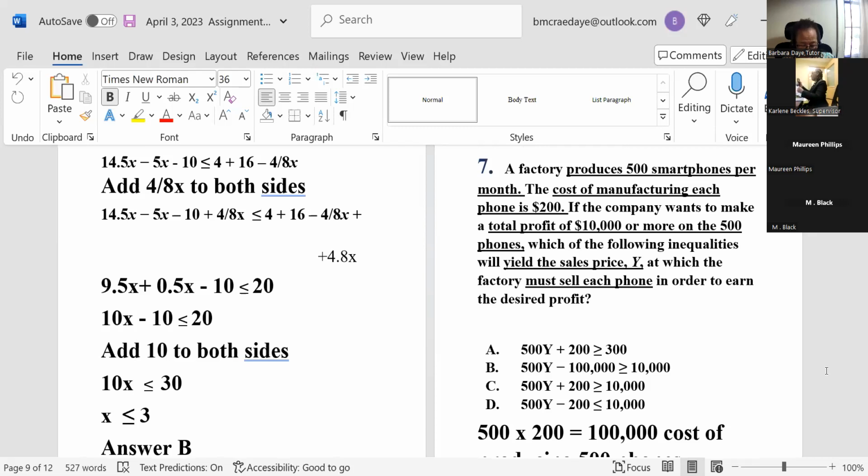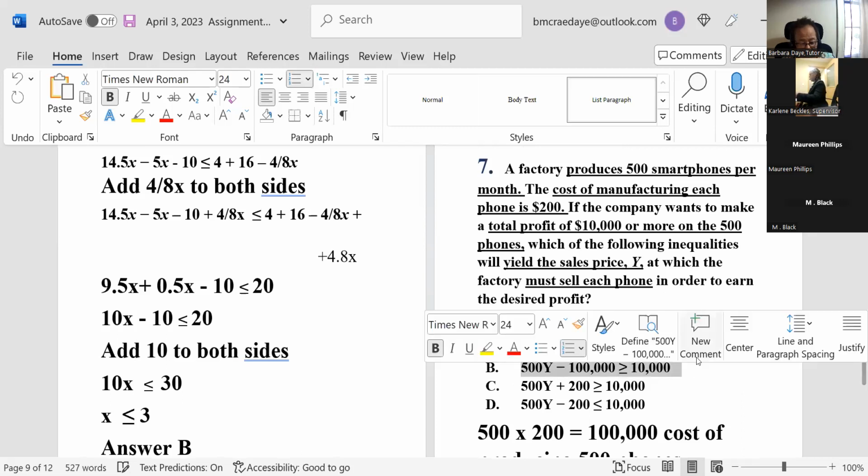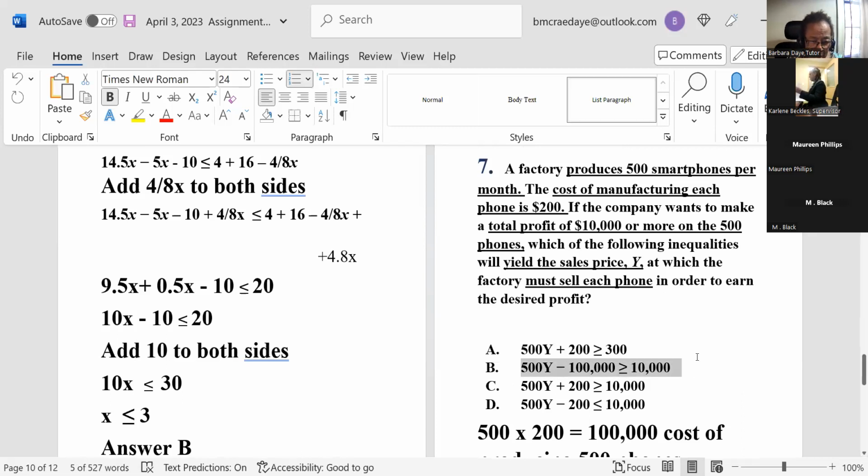I would say A. No, it's not A, B, C, D. I want you to calculate it. I want you to take this and tell me what is Y.